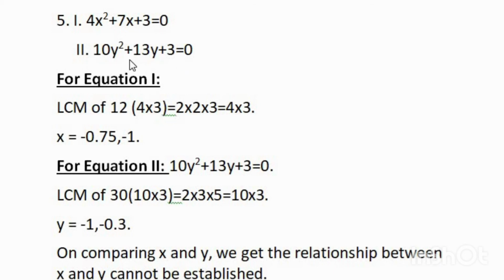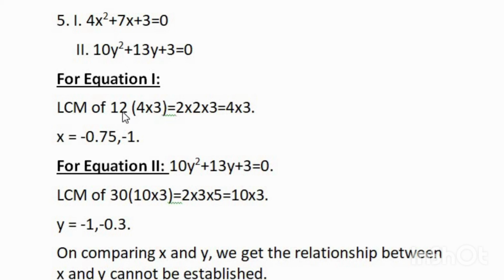So in the first equation, multiply the constant term and the x square term: 4 into 3 is 12. The LCM of 12 is 2 into 2 into 3, which can be written as 4 into 3, in such a way that when you add these two numbers, you get the middle term 7, and when you multiply them, you get 12. Here the numbers are plus 4 and plus 3, because plus 4 plus 3 is equal to plus 7, and plus 4 into plus 3 is plus 12.